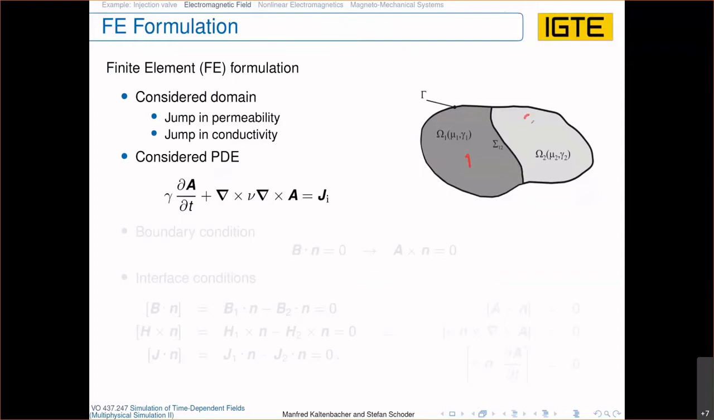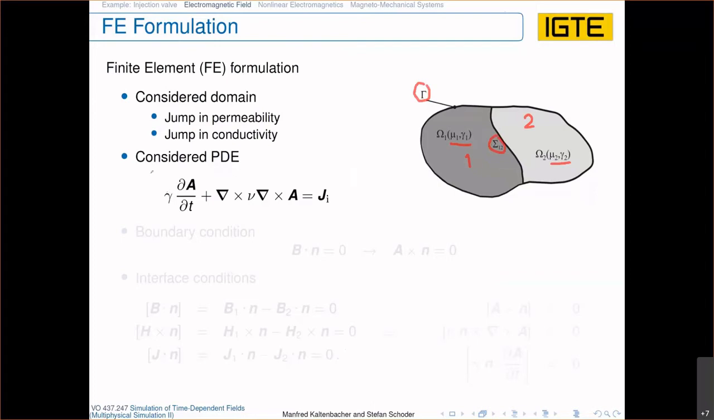And as you see, we also assume that we have here a permeability mu1 and the conductivity gamma 1, and here we have a permeability mu2 and the conductivity gamma2, and along these interfaces the material parameters are jumping. So we have an interface and we have our outer boundary, and within this domain we want to compute the electromagnetic field in the quasi-static case.